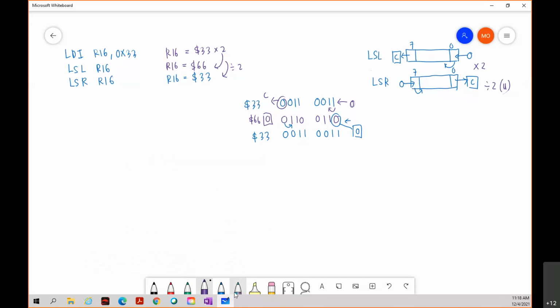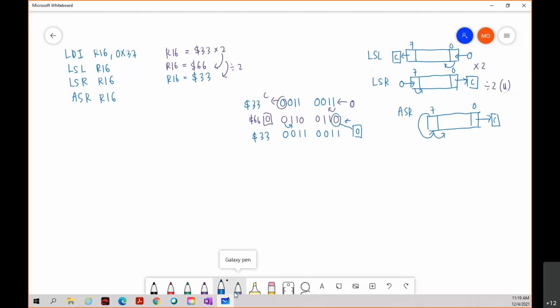Then next we have ASR R16. So what does the ASR do? This is your ASR. You have bit 7 to 0. Bit 7, you copy back the value, and then you shift to the right by 1 bit, while bit 0 will go to your C flag.